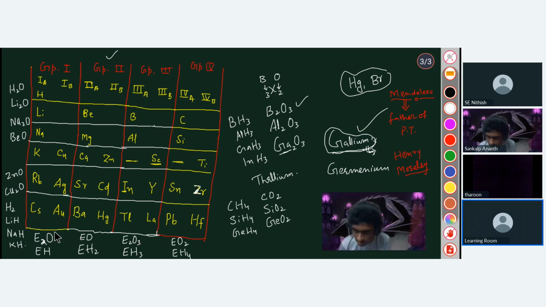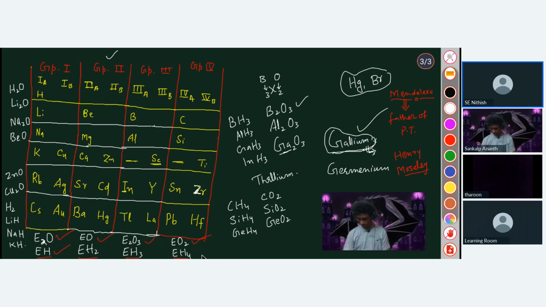You have to remember the general formula of their oxides and the hydrides. So, hydrides, it is easy. It was EH, then EH2, then EH3, then EH4, right? Yes, sir. Oxide, you have to remember it is E2O, then EO, then E2O3, then EO2.